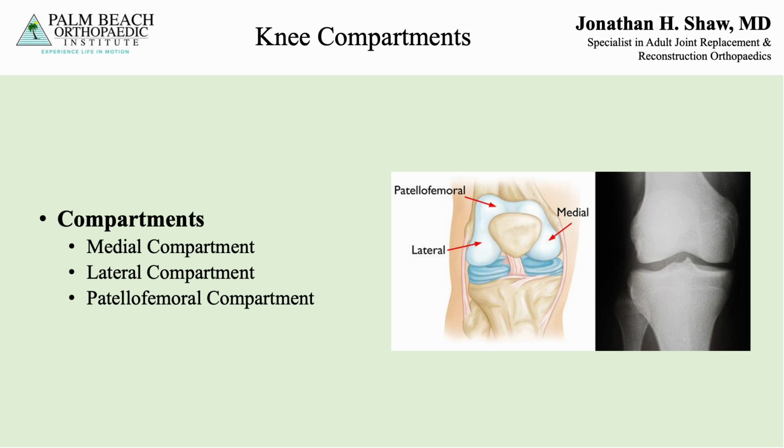The knee itself is comprised of 3 different compartments. There's the medial compartment, or the inside part of your knee, the lateral compartment, which is located on the outside of the knee, and the patellofemoral compartment, which is the compartment that composes the kneecap. Patients can get arthritis in all 3 compartments. They can get it in 2, or they can get it in 1, and the treatment can be different based on the location of your arthritis.